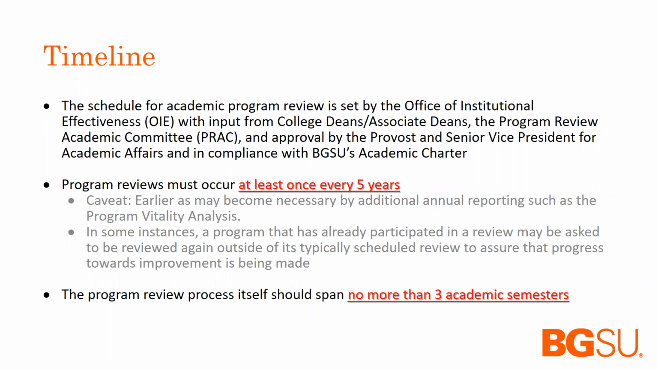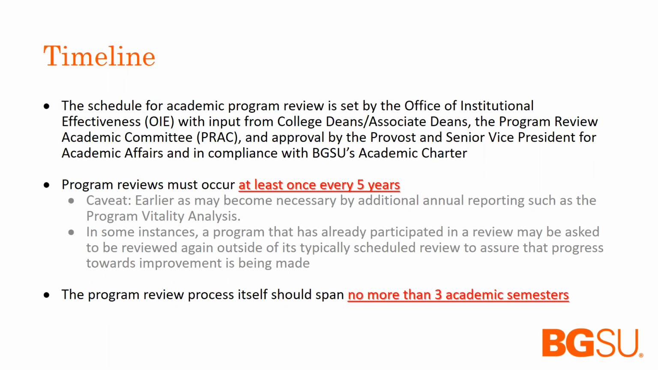Let us turn now to the timeline for program reviews. The schedule for academic program review is set up by the Office of Institutional Effectiveness with input from college deans or associate deans, the Program Review Academic Committee, or PRAC, and the Provost and Senior Vice President for Academic Affairs in compliance with BGSU's academic charter.